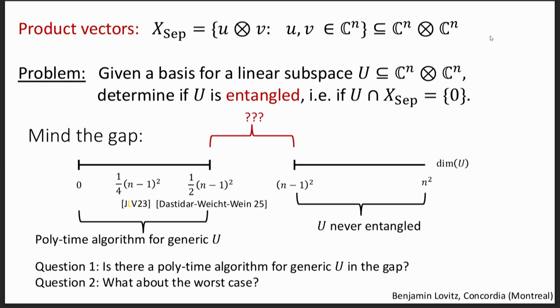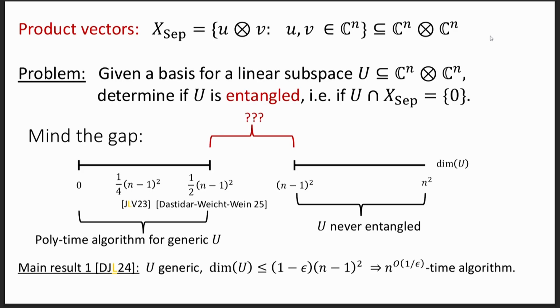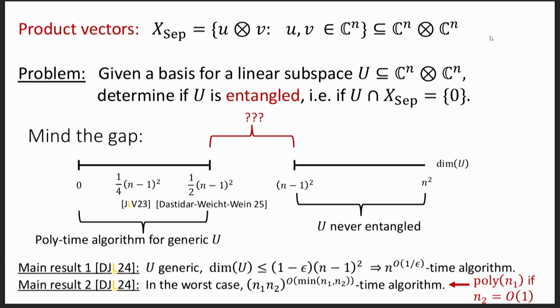Okay. So our first main result is that we extend this result: if the dimension of U is some constant fraction of (n-1) squared, any constant fraction, then we have a polynomial time algorithm. If it's a 1 minus epsilon constant fraction, we have an n to the order 1 over epsilon time algorithm, which is just running the same hierarchy, adjusting at what level you need to go.